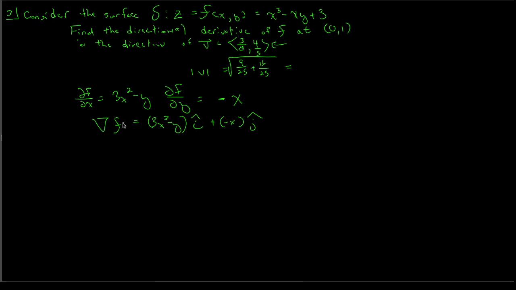If we look at the gradient at the point, there are two ways we can look at it. We can multiply by the unit vector. So let's say the gradient of f dotted with v, which is already a unit vector because the magnitude of v is 1. Then we're going to have 3/5 times (3x squared minus y), plus 4/5 times negative x.